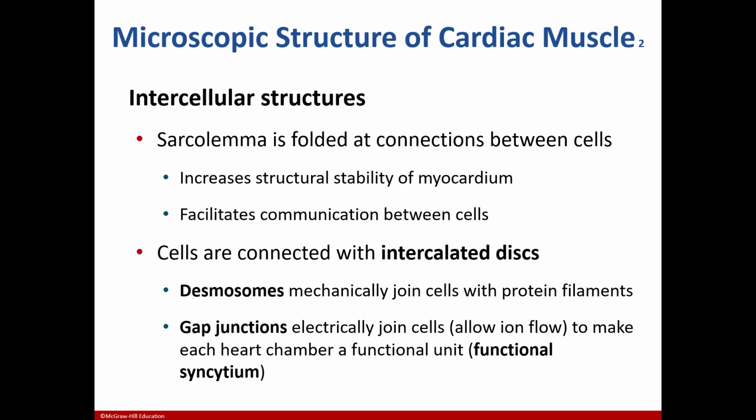You'll see that the sarcolemma is also folded with different connections of cells. This allows the structural stability of the myocardium. It facilitates communication. And the cells are weaved together by the intercalated discs that contain desmosomes, which are mechanical junctions between cells. And of course, the gap junctions, which allow for electrical joining of the cells so that the ions can flow through all in unison.